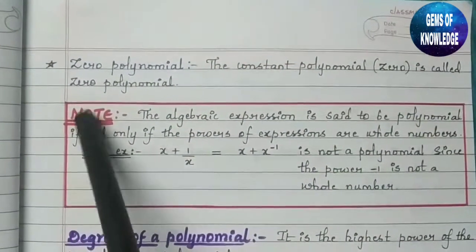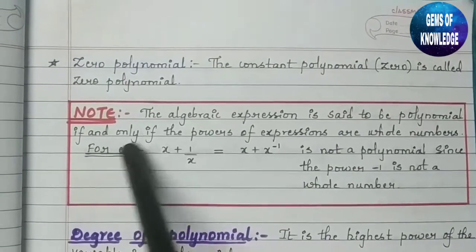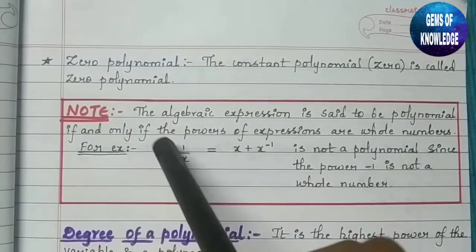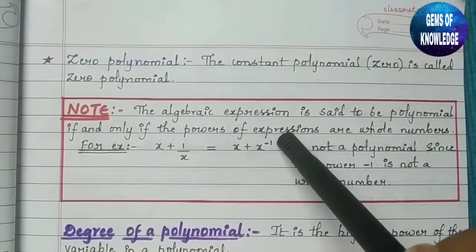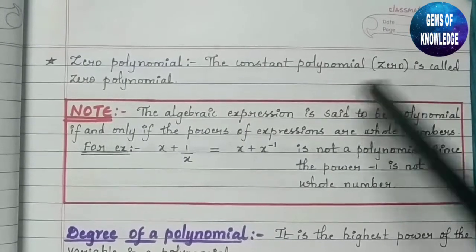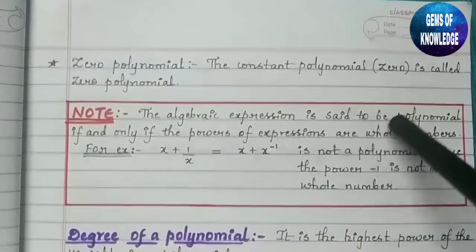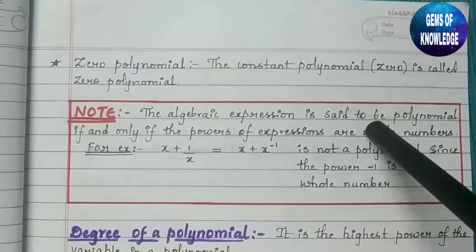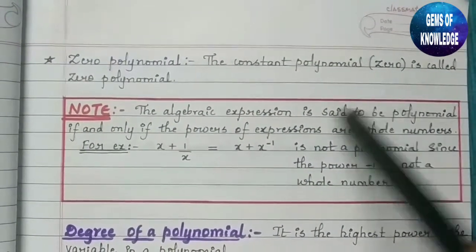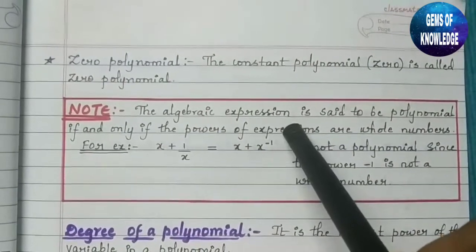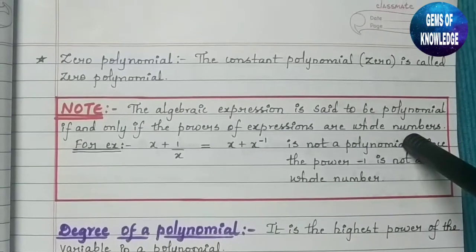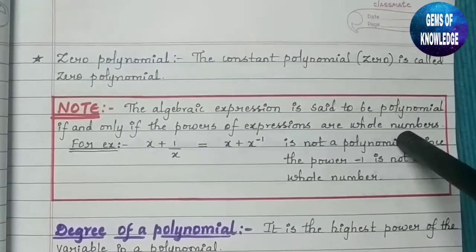Okay. Next, you can see one note has been given here. The algebraic expression is said to be polynomial if and only if the powers of expressions are whole numbers. So we have to remember one thing here. There is a condition that an algebraic expression is said to be polynomial if the powers of the expression are whole numbers.